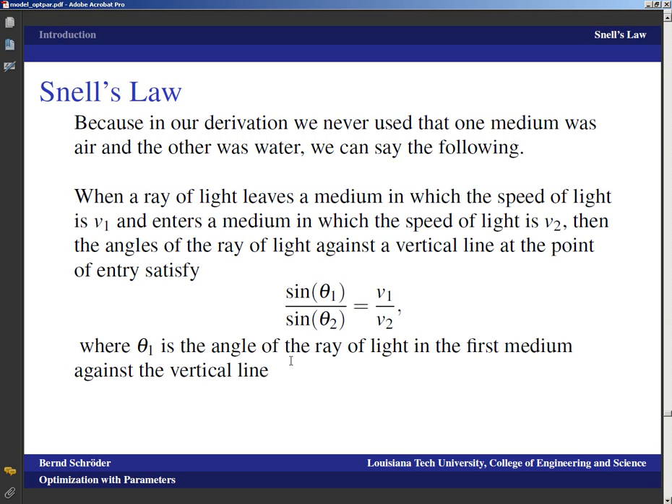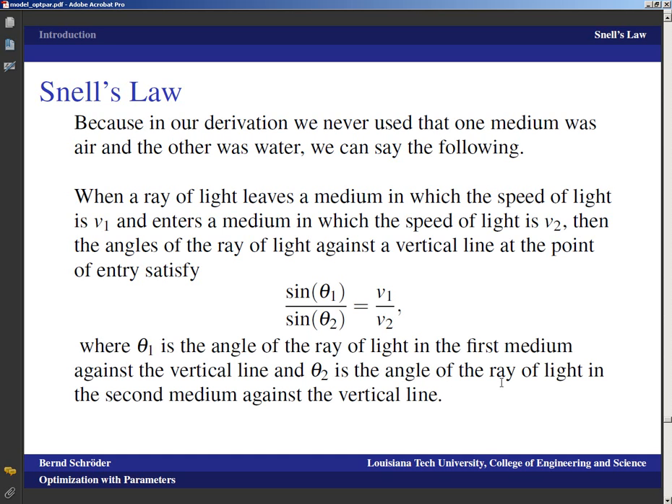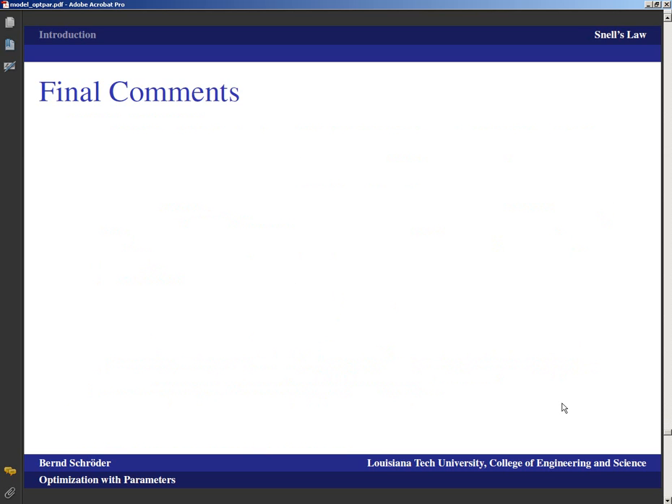And θ1 is the angle of the ray of light in the first medium against the vertical line, and θ2 is the angle of the ray of light in the second medium against the vertical line. So that is now a very nice physical law. I think the original form talks about the refraction index of the media, not so much about the velocities. So this derivation probably is not quite historically accurate, but nonetheless, this is an example where a fundamental physical law can be derived from more fundamental principles, and it is called Snell's law of refraction.